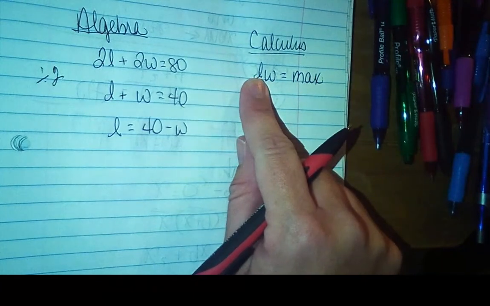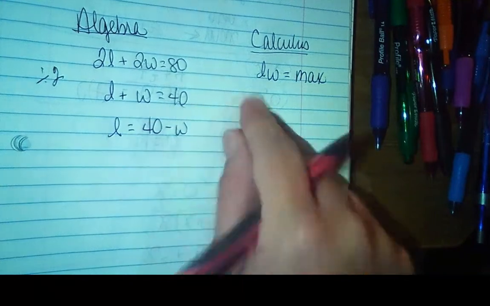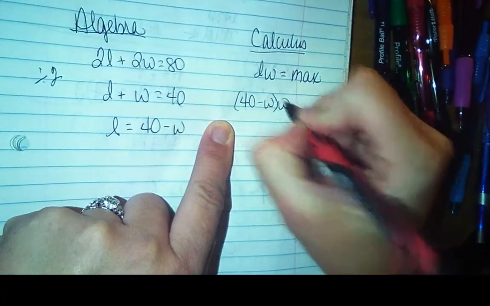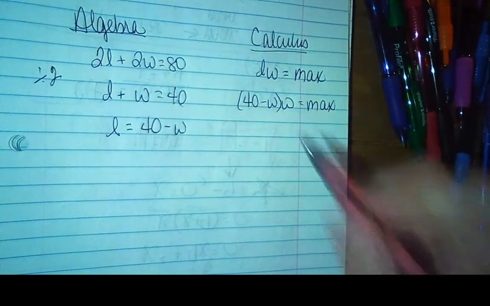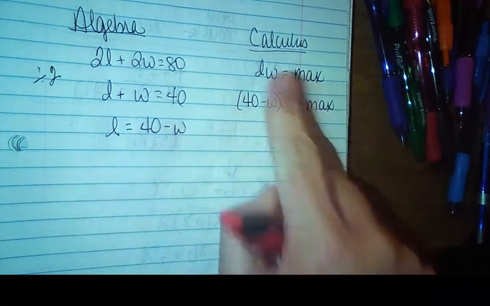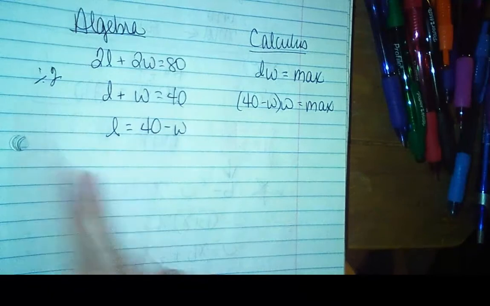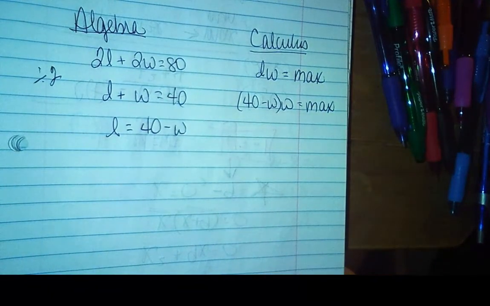So instead of writing an L times a W, I'm going to write a 40 minus W times a W. Okay, so 40 minus W times W needs to be a max. So there's my L, and so here's the issue. In calculus world, we were dealing with two variables. Now I used algebra to condense it down to one variable, and that's going to make my life a whole lot easier when it comes to differentiation.